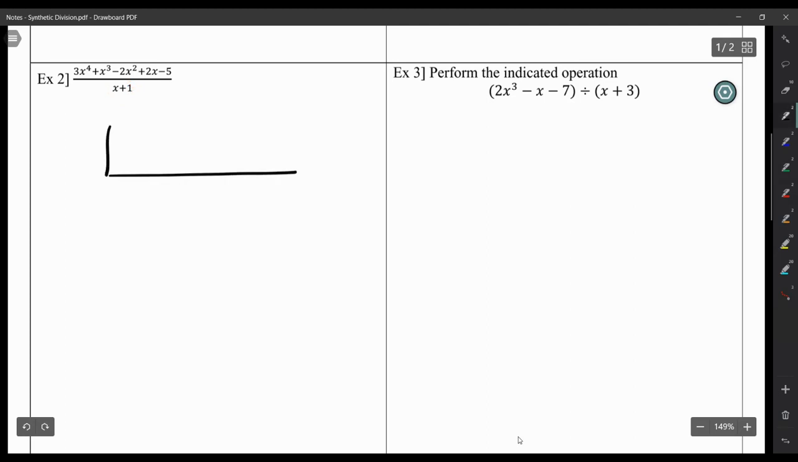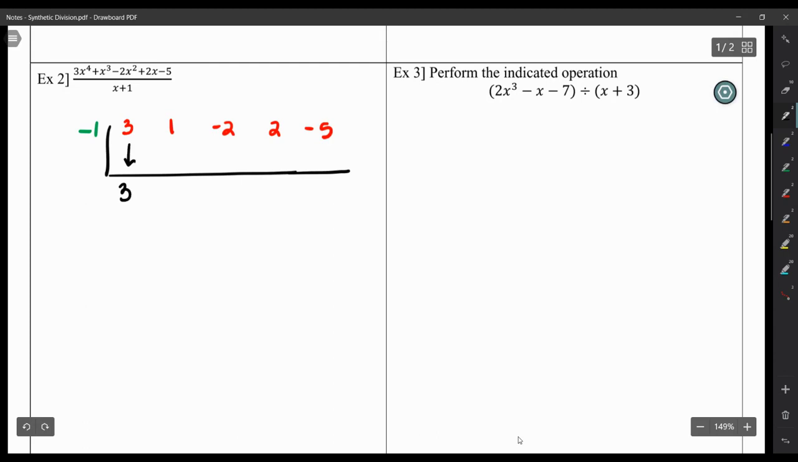Let's set up our backwards division sign. We're going to use 3, 1, -2, 2, and -5. Be sure to carry the correct signs with your numbers. On the outside, we are using the opposite version of this. So instead of a positive 1, we are using -1 on the outside. So start your division. The first one drops down.